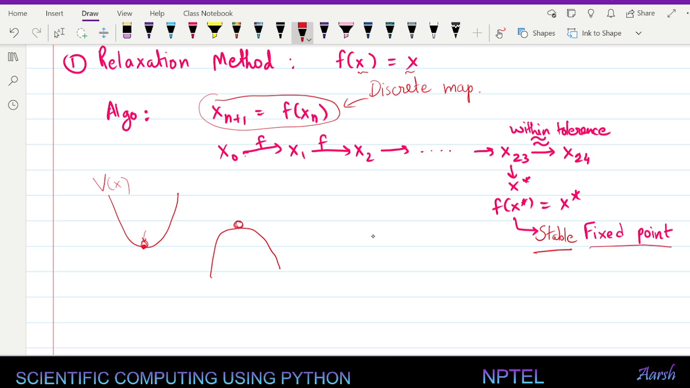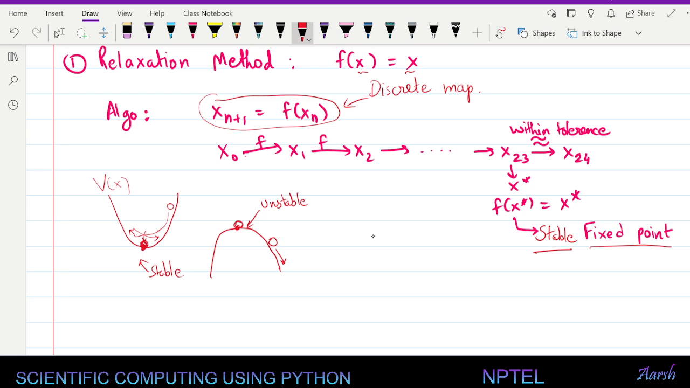But we can find this position by dropping the ball anywhere. So we can drop it here, it will go here, and if there is some friction, then eventually it will find this stable equilibrium point. But what happens here? If I drop the ball here, then it will just roll down, right? It won't find this equilibrium point. So this is unstable, this is stable.